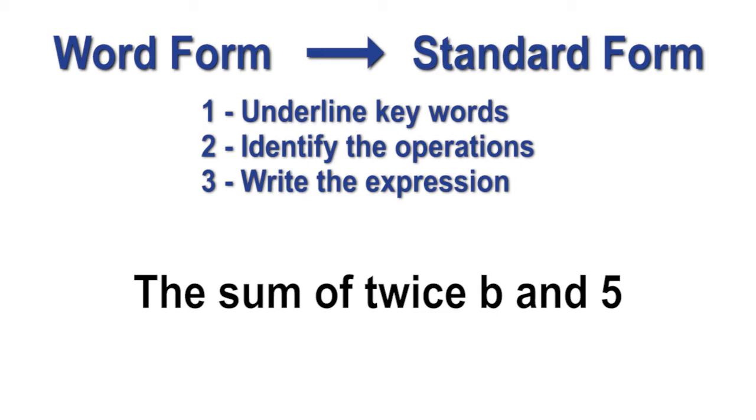The first step will be to underline the key words. Looking back at the written expression, the words sum and twice both indicate mathematical operations. Underline these two words using different colors. Next, identify the operations. Sum means to add. Write a blank line, plus, and another blank line. Twice means times 2, and it states twice b, so that means 2 times b.